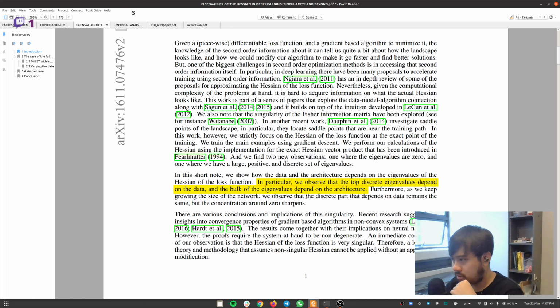As they keep growing, they observe that the discrete part remains and the concentration around zero sharpens. What? Dude, this is insane. I've never heard of such a thing.